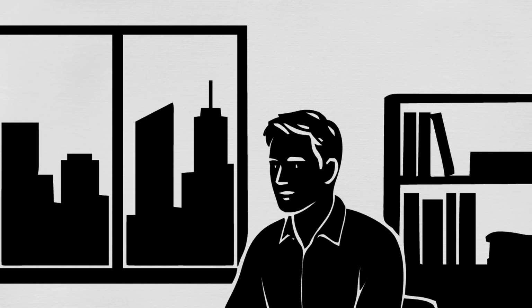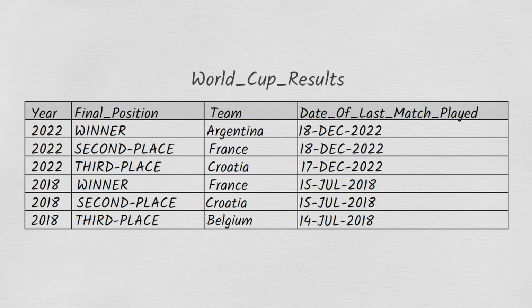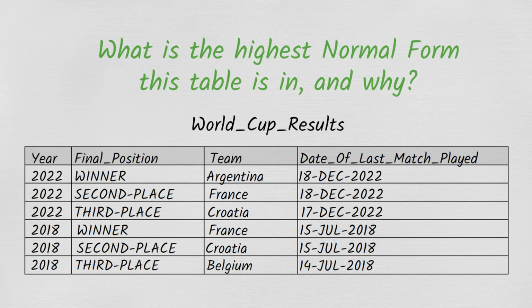And he proceeds to show you, perhaps on a whiteboard or a screen or printed on a sheet of paper he puts in front of you, this table. It is called World Cup Results. He asks you a question. What is the highest normal form this table is in, and why?